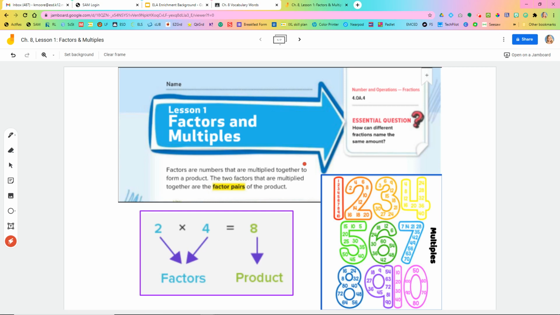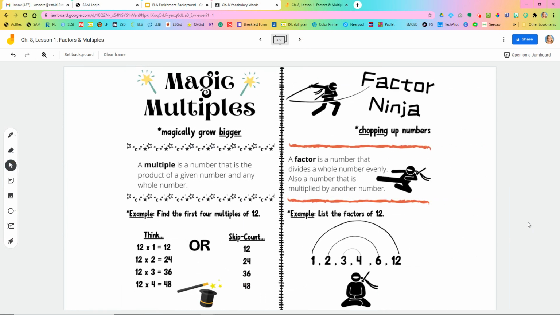So right here it says factors are numbers that are multiplied together to form a product. The two factors that are multiplied together are the factor pairs of the product. So that makes sense. These two numbers that I multiply together, my two factors, are my factor pair of this product right here, which is 8. I do have this little visual right here to help you remember the difference between multiples and factors. And I am going to print this off for you guys too. I've got to remember to do that.